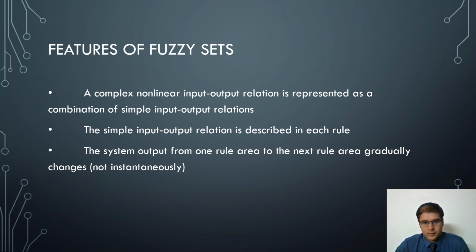So when we are given a set of crisp no set, then when we convert it to fuzzy set, the boundaries change gradually. That is, when we move from one rule to the next rule, it happens not instantaneously but gradually.